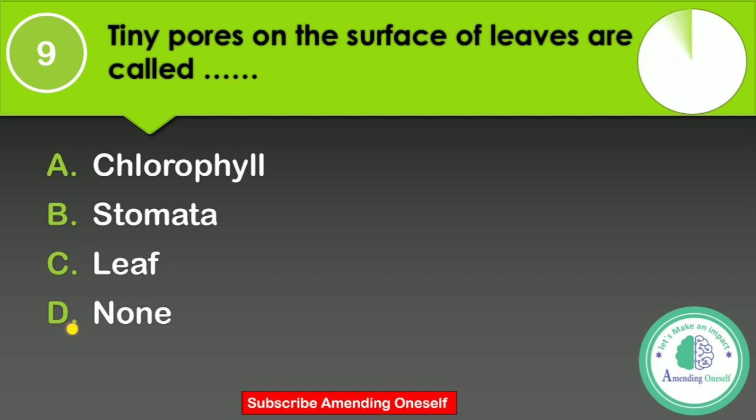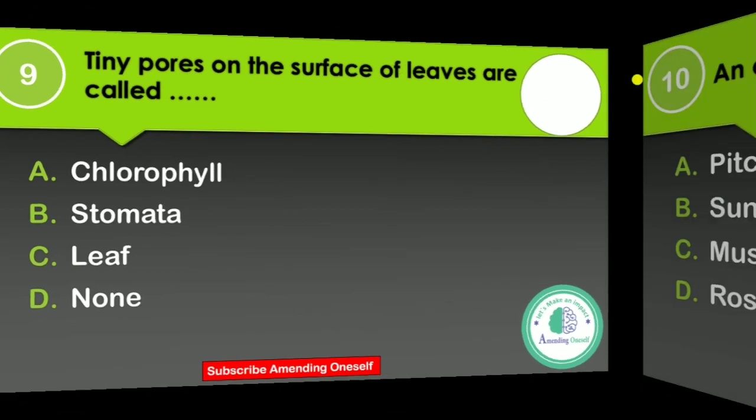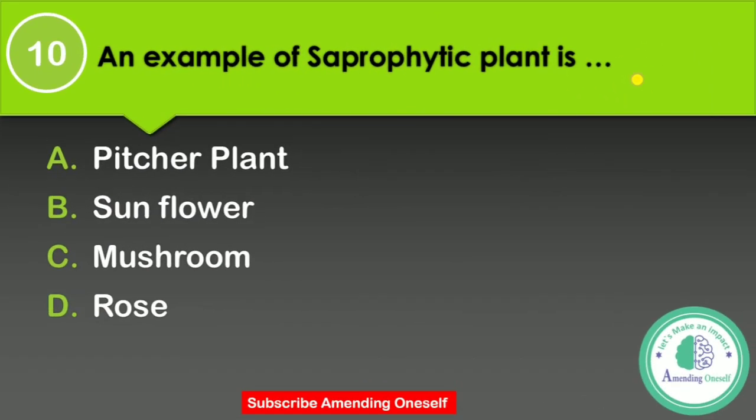Five seconds left. 3, 2, 1 and go. Question number 10. An example of saprophytic plant is. Options are A, pitcher plant, B, sunflower, C, mushroom, or D, rose.